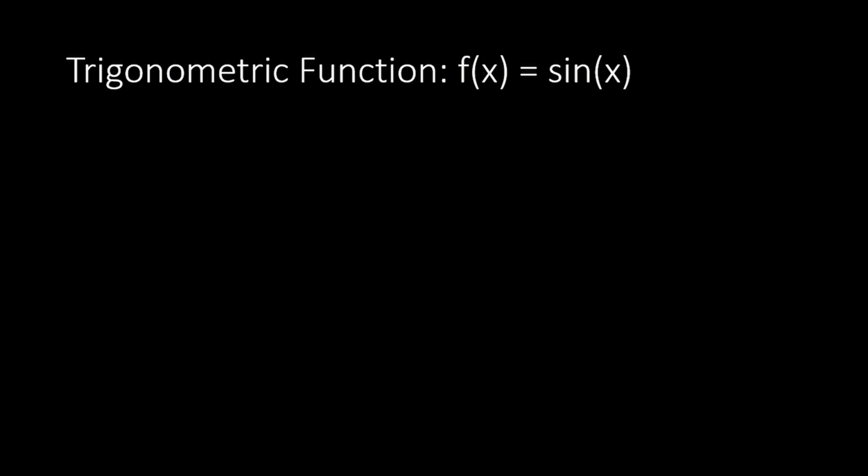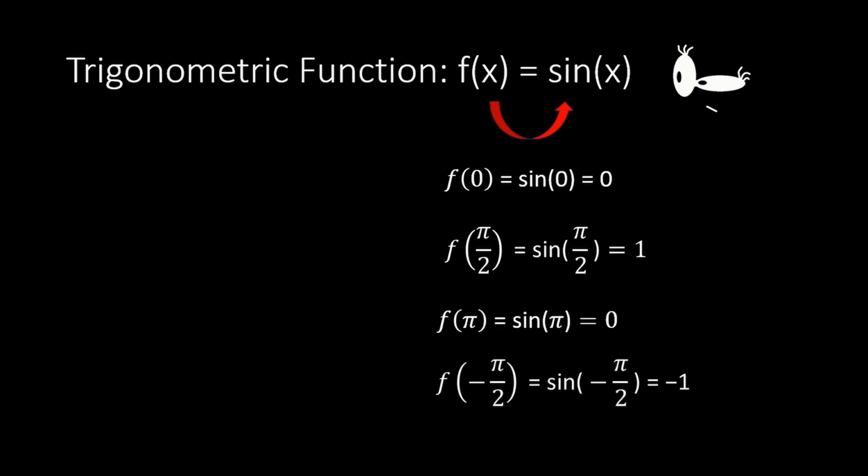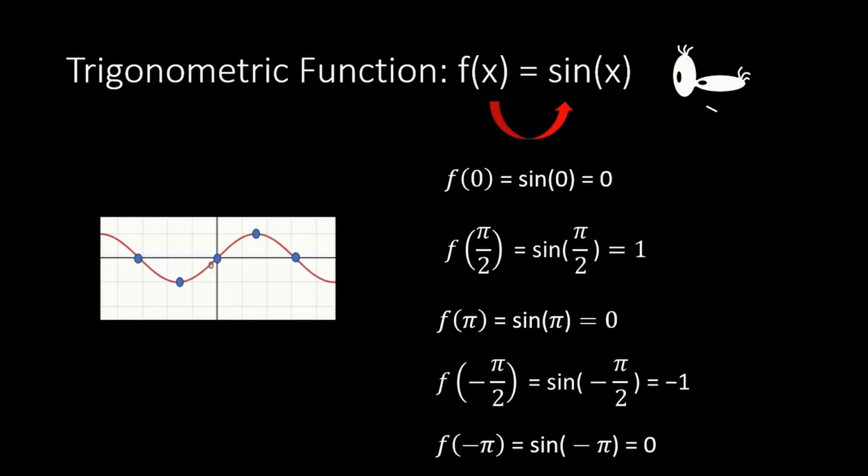Trigonometric function, like the sin function. This is sin x. For example, inputting 0 gives 0, inputting 90 degrees gives 1, inputting 180 degrees gives 0, inputting 270 degrees gives negative 1, and inputting 360 degrees gives 0. The graph is a wave-like curve.